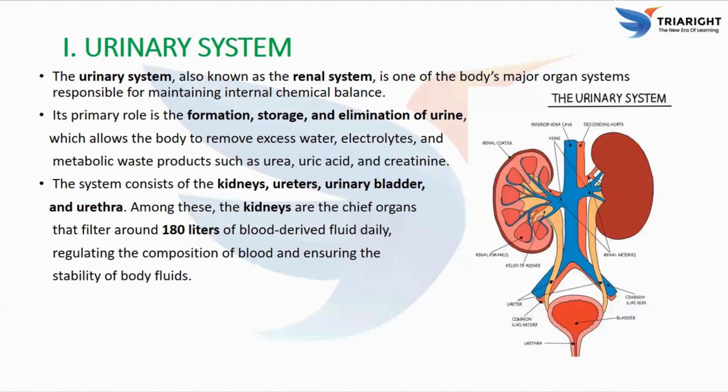So here there is a picture of the urinary system. This is the section of the kidney which shows the renal cortex, renal pyramids, and pelvis of the kidney. Also here you can see the ureter, urethra, the bladder, inferior vena cava, descending aorta, renal arteries, and also the renal veins.